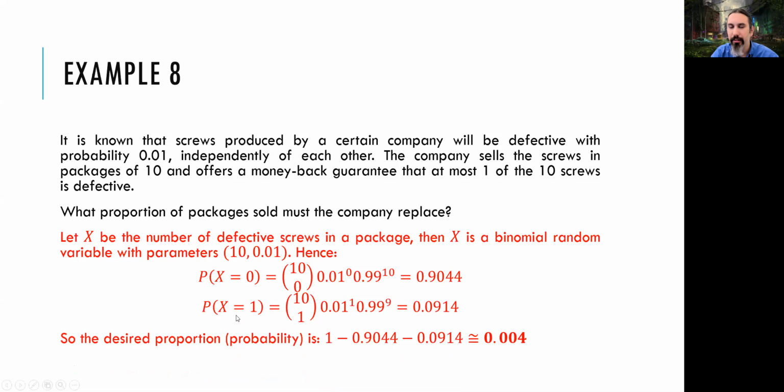And then I'm going to look for the scenario where there's one screw that's defective. That's the probability that x is equal to 1. So I'm going to have to choose one screw out of 10, 10 choose 1. Then I will say that that screw is defective, so 0.01 to the power of 1. And the rest, 9, are not defective, they are failures, so 0.99 to the power of 9, which is going to give me 0.09. Now, these two are the cases that are not going to be replaced. But I want the opposite of it, of course, right now.